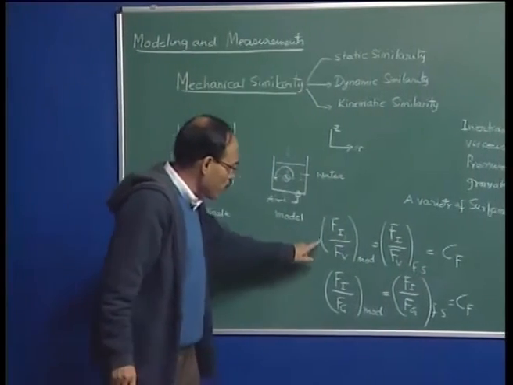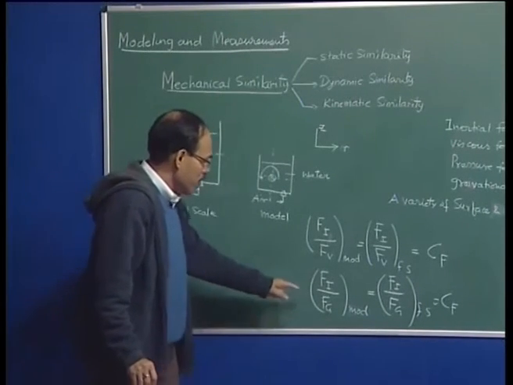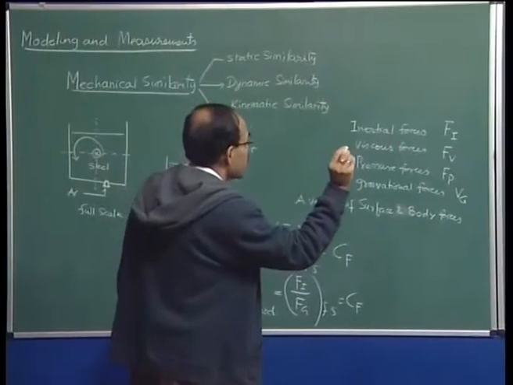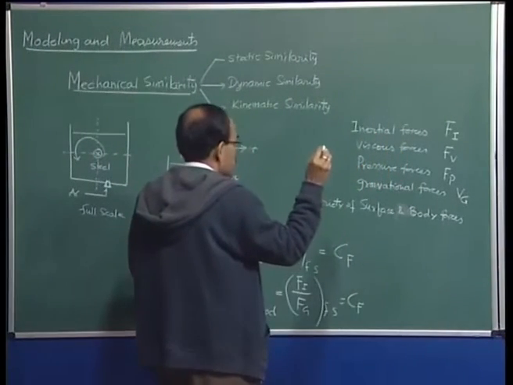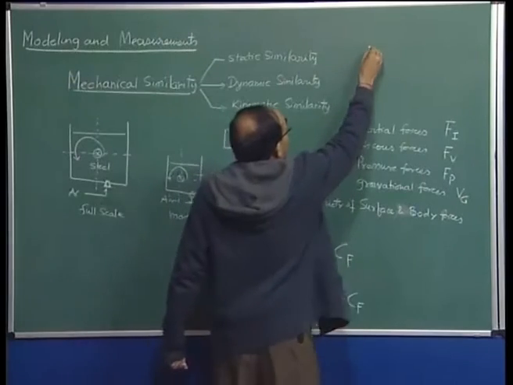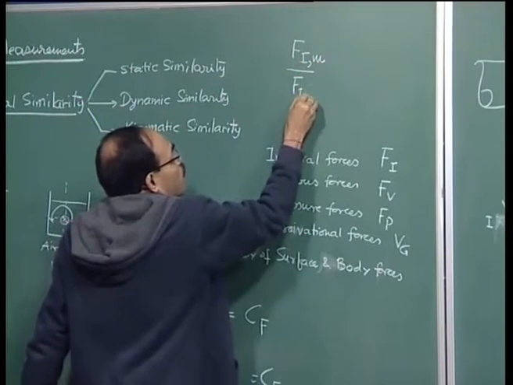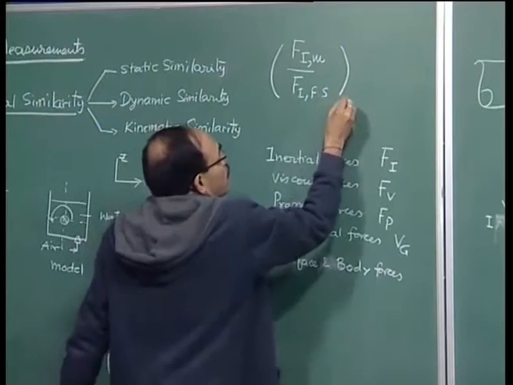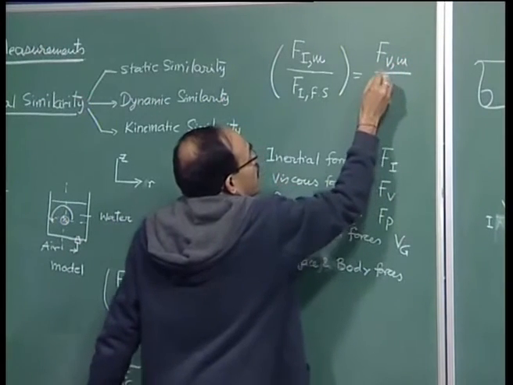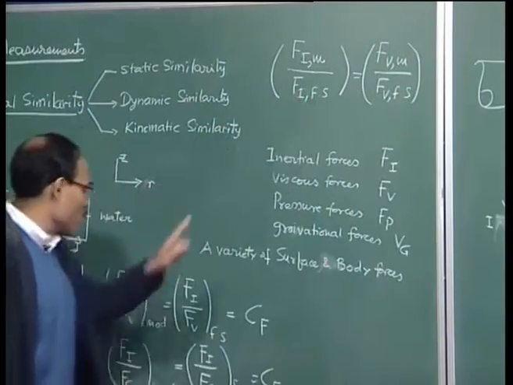Now, this ratio of the forces can also be arranged in a slightly different manner. For example, inertial to gravitational forces. This equation should actually have been written, this is the second step, as the inertial forces in the model to inertial forces in the full scale equal to viscous forces in the model to viscous forces in the full scale. So, this is from the definition of dynamic similarity, which can also be cast into this particular form.